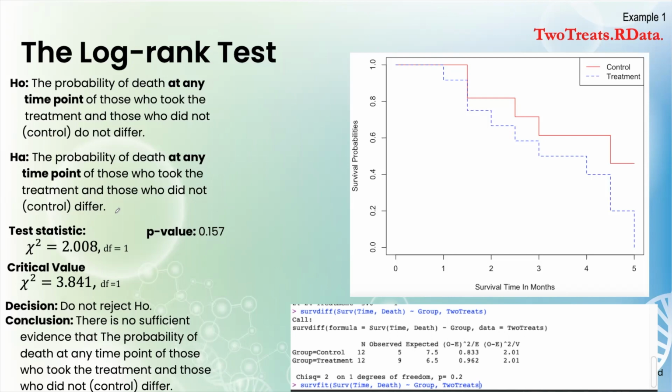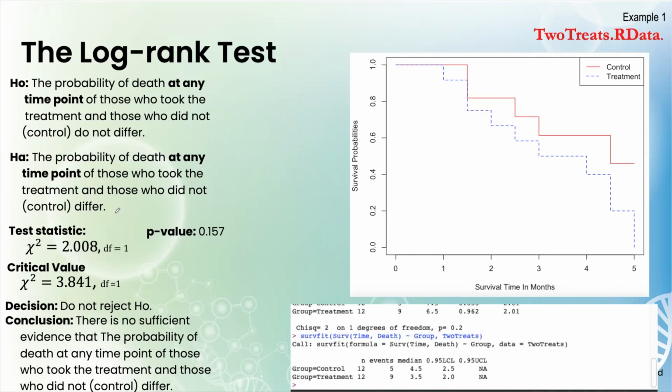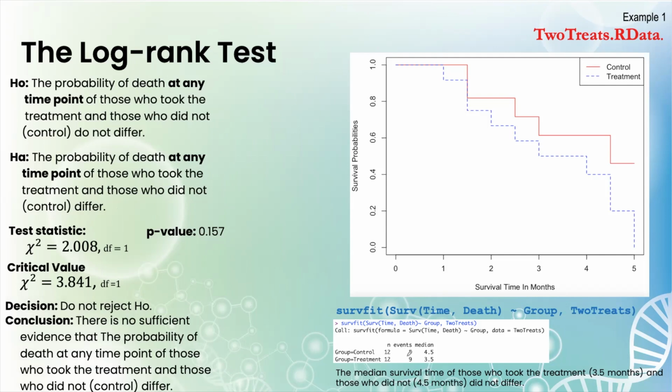We have Surv with a capital S, time, comma, death, and then tilde, then group, comma, and then toTreats. And we see in the result that still 5 patients died in the control and 9 patients in the treatment. And what's special here is that it has the median survival time, which are 4.5 and 3.5.